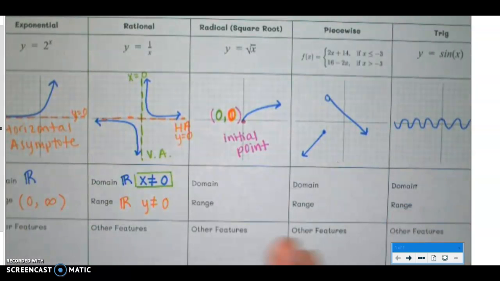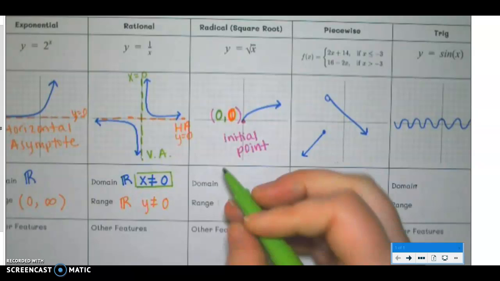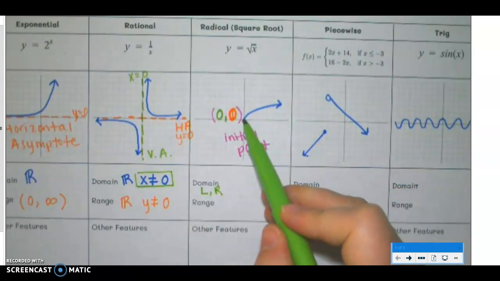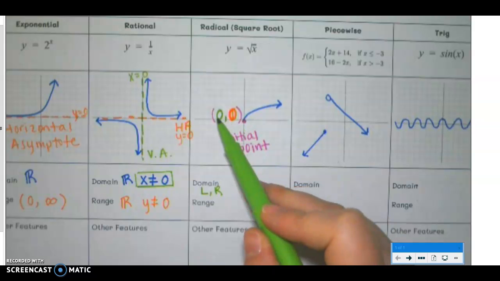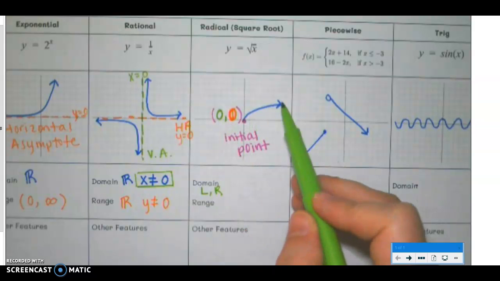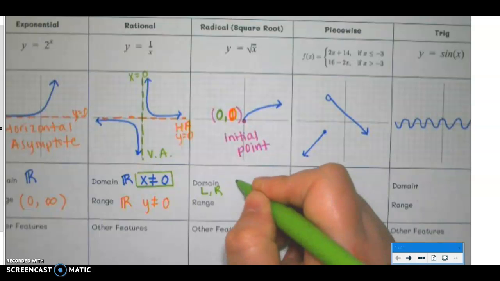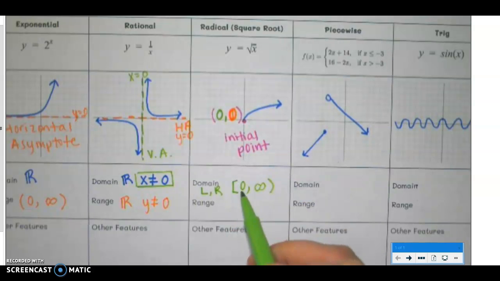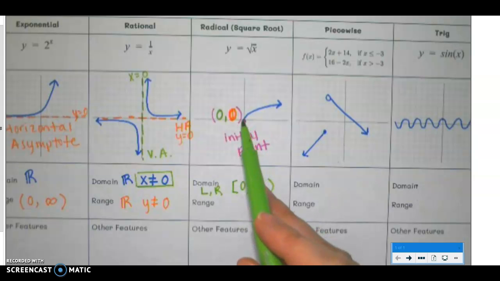So domain is always left to right. It describes the x values. So the furthest to the left that this graph goes is 0. And then it has an arrow to the right. So my domain is 0 to infinity. 0 gets a bracket because that is an actual ordered pair on the graph.